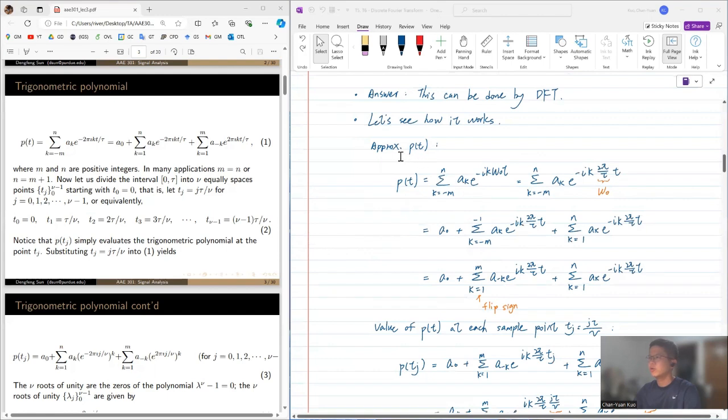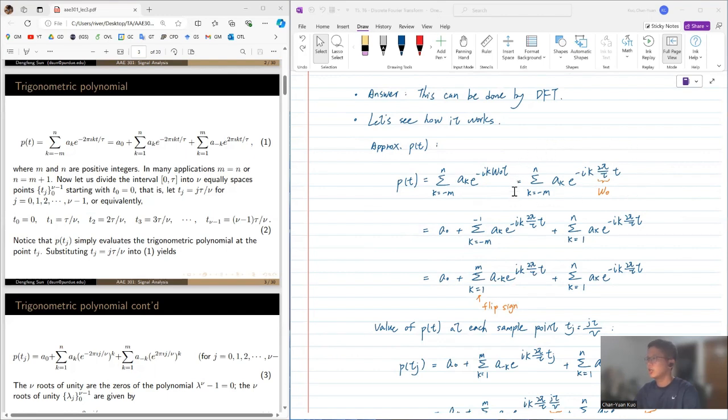First, let's recall the approximation function p of t is given by the summation of ak times e to the negative I k omega t, and k is from negative m to n. And recall that omega naught is given by 2 pi over tau. So we substitute this into the expression, and we will get this expression on the right.